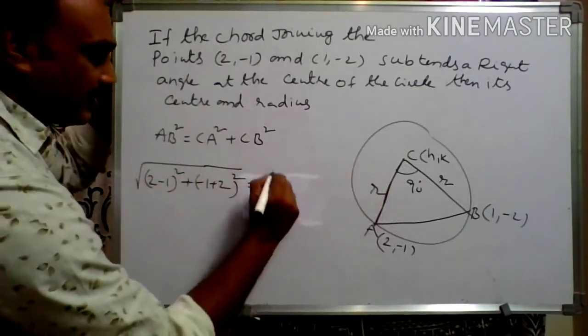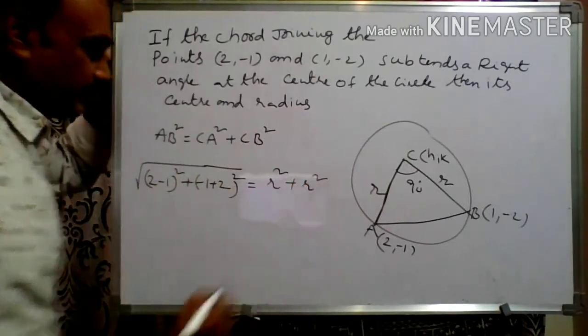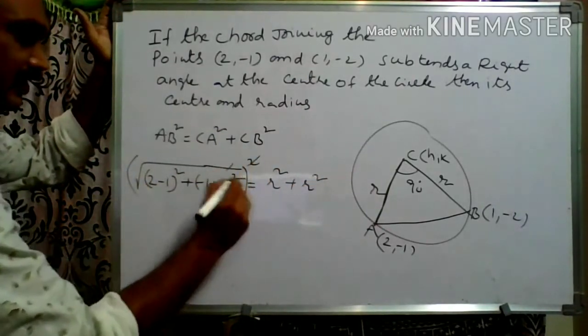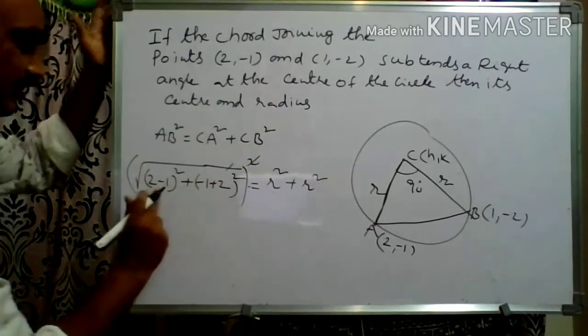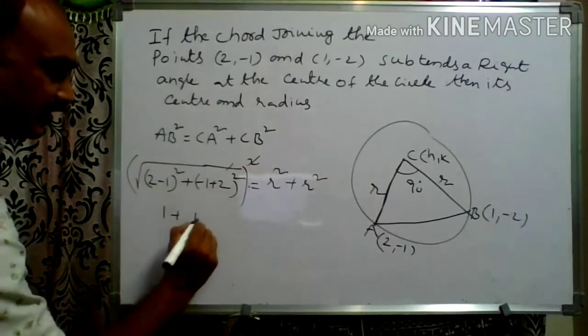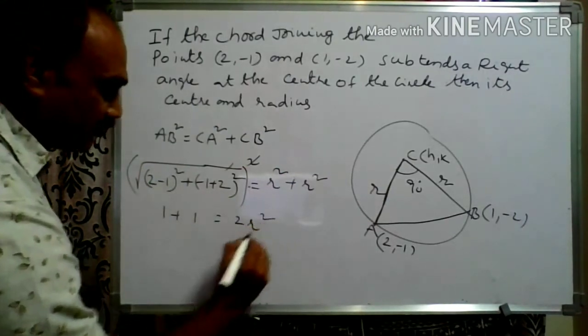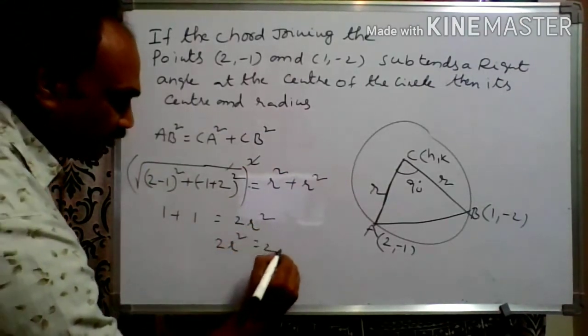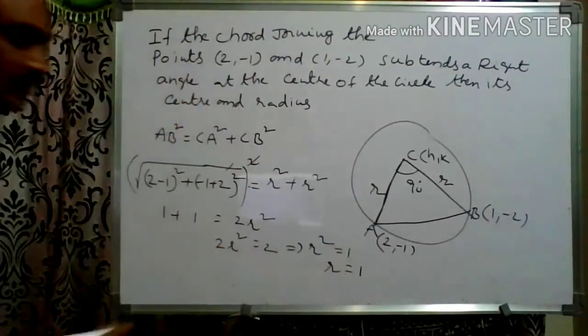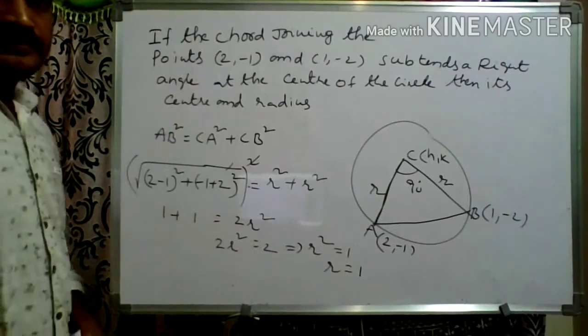CA square is equal to R square plus R square, so the square root gets cancelled. Friends, 2 minus 1 whole square is 1. Minus 1 plus 2 is 1, and 1 square is 1. So 1 is equal to R square plus R square, 2R square. 2R square is equal to 1, which implies R square is equal to 1, so R is equal to 1.